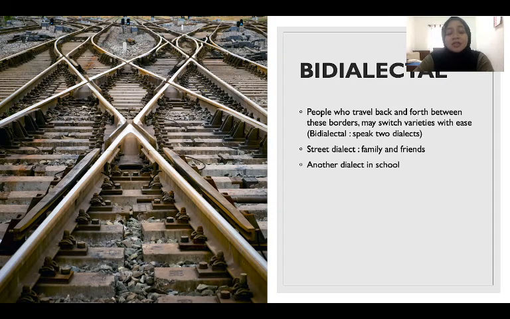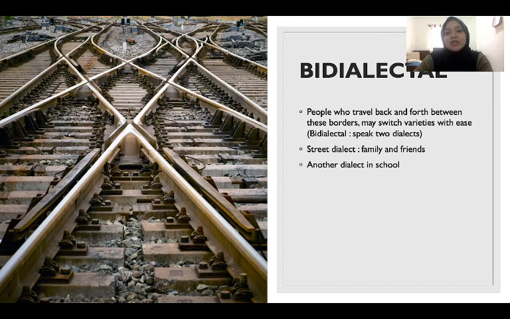So the next term is bidialectal. Bidialectal is an interesting one, where a person is able to speak two dialects. We have heard of a person who is able to speak two languages; they are called bilingual. But a person who speaks two dialects is known as bidialectal.